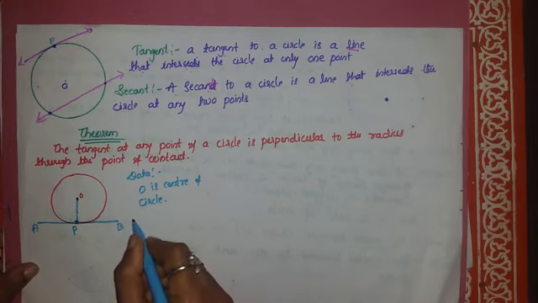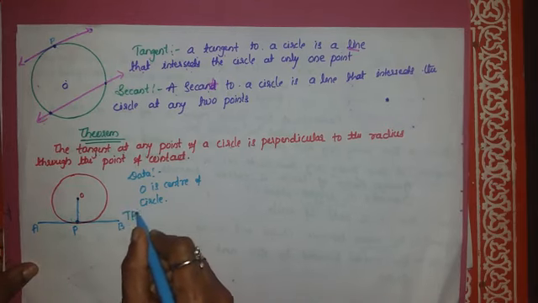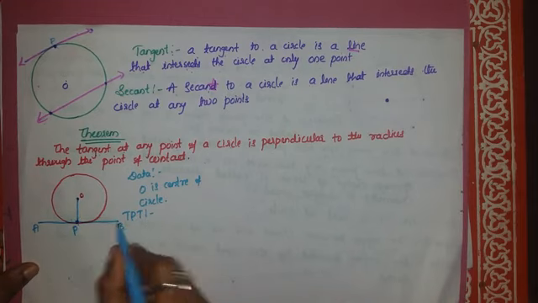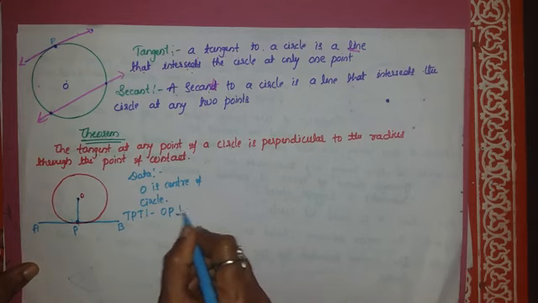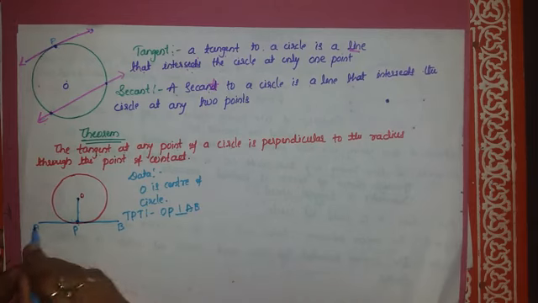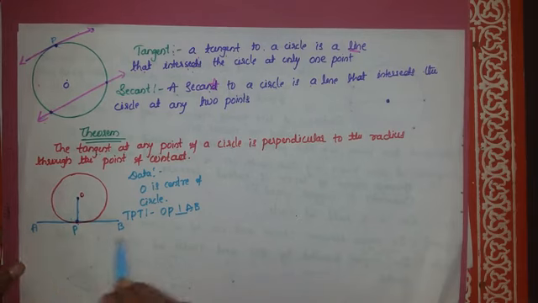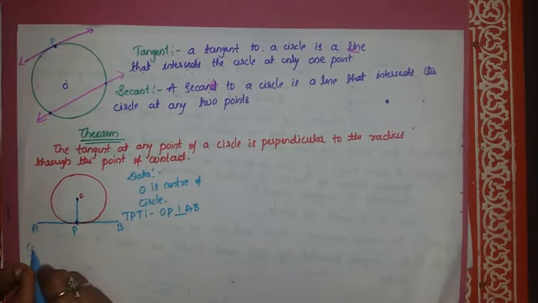Next, we need to prove that OP is perpendicular to AB. Here, the tangent is perpendicular to the radius at the point of contact. We need to prove this. Here we will do some constructions.